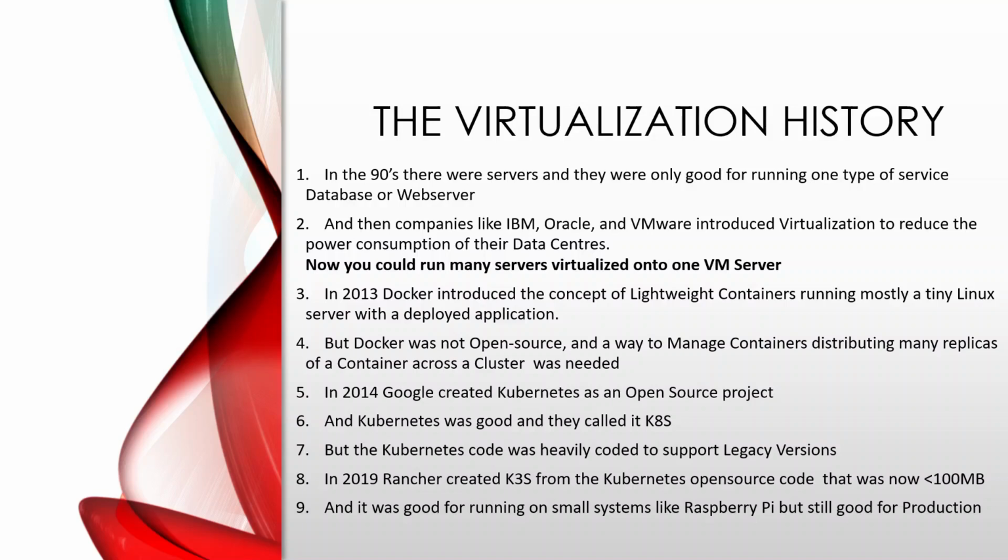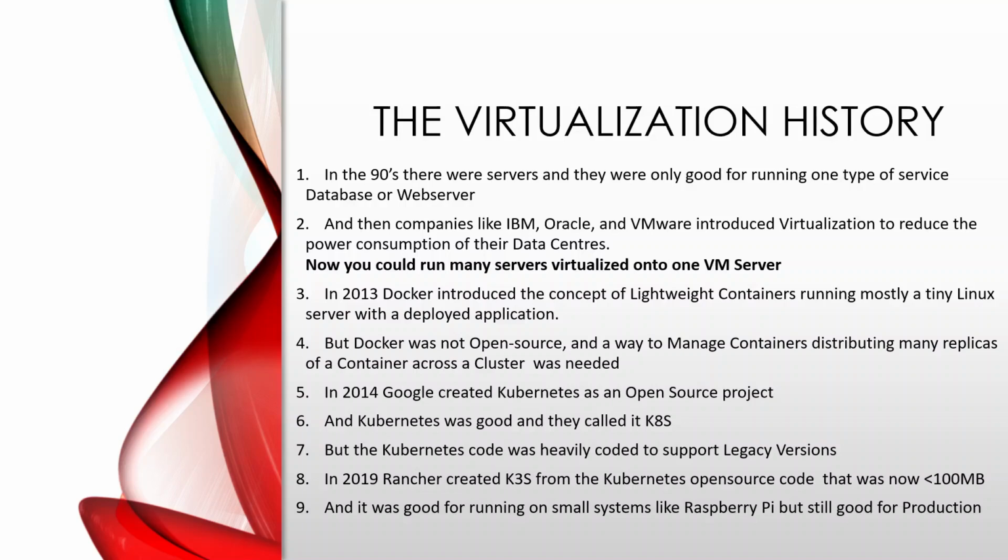In the 90s, there were many servers, but they were only good for running one type of service, database or web server. Then companies like IBM, Oracle, and VMware introduced virtualization to reduce the power consumption of their data centers. Now you could run many servers virtualized onto one VM server. The concept of creating virtual machines. We will talk about VMs as virtual machines.